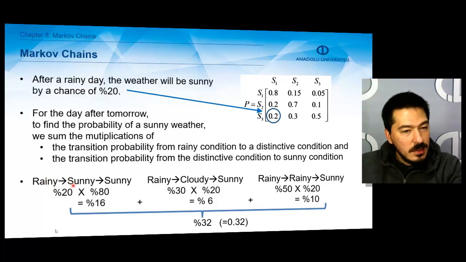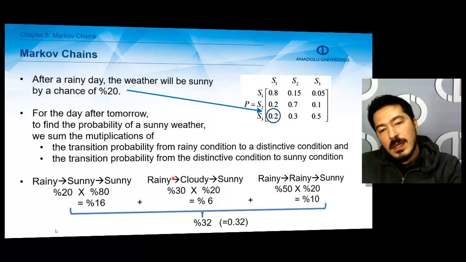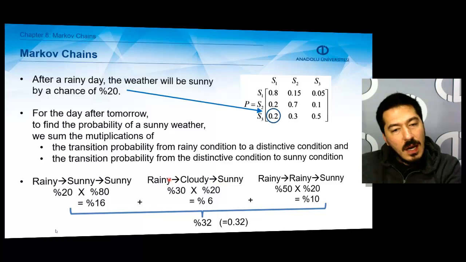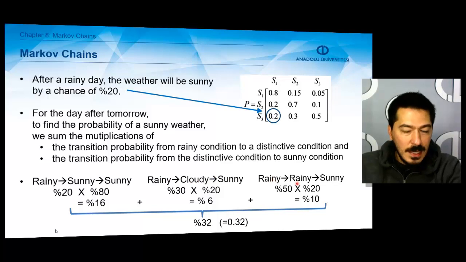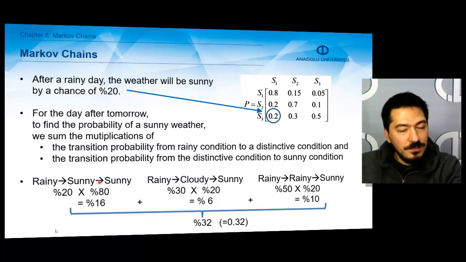For the first combination, the first transition is from rainy condition to sunny condition, and the second transition is from sunny condition again to a sunny condition. For the second combination, the transitions are from rainy to cloudy and cloudy to sunny, and for the third combination, rainy to rainy and rainy to sunny. We know the probabilities of each of these transitions by looking at this transition probability matrix. However, each combination has two consecutive transitions, which requires combined probabilities. So we multiply these two probabilities.